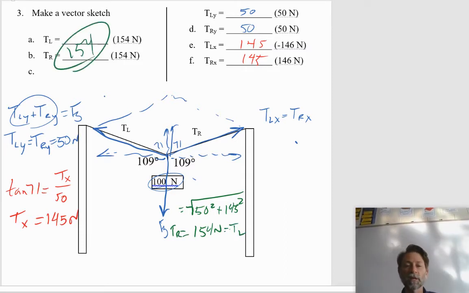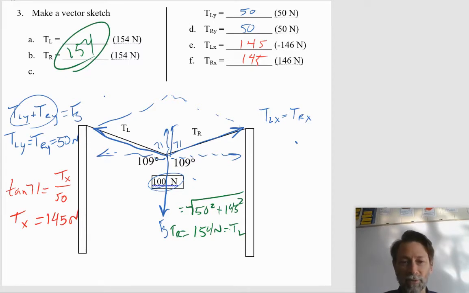So again, major concept with static equilibrium is that all of the forces cancel out. So whenever you're looking at all of the up and down forces, the up ones have to equal the down ones, and all of the left ones have to equal the right ones when you're talking the side-to-side parts to that.